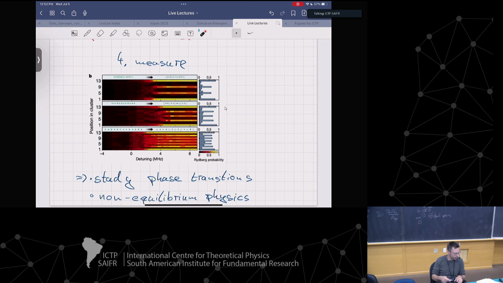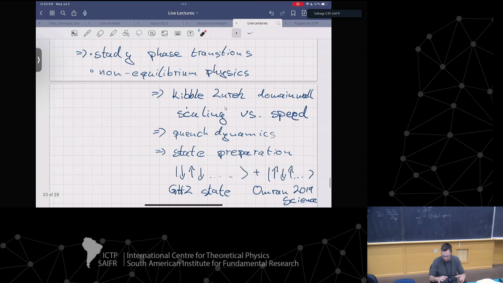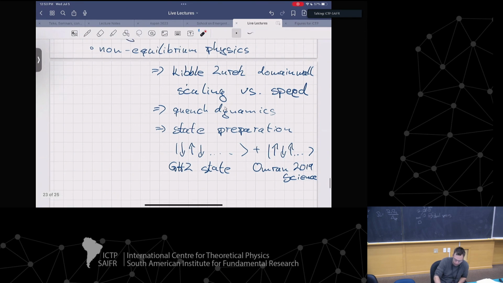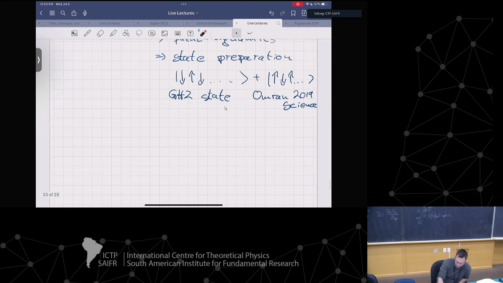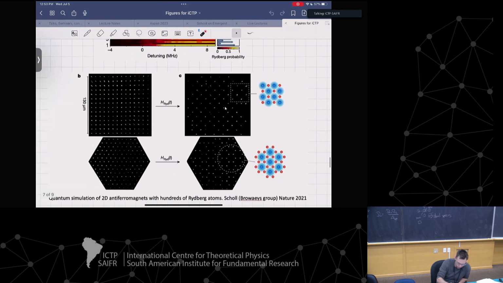Okay, but let me continue because we only have 7 minutes. The most important thing is that I want to show you what the knobs are. We can explore both equilibrium and non-equilibrium dynamics. And this really led to an explosion. Of course, this was just 1D. Here you see 2D. So this is now 2021.